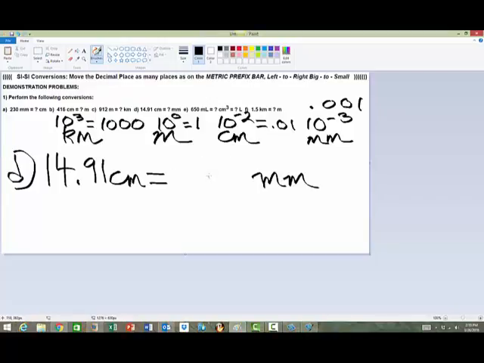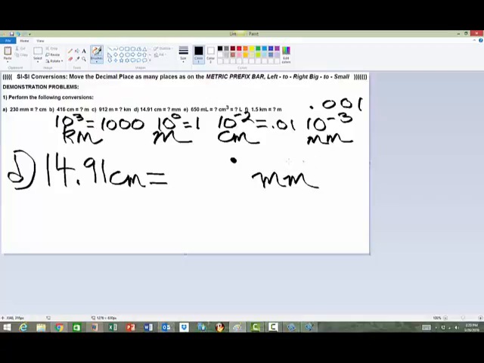And so what we get is 0.912 kilometers. Part D, 14.91 centimeters is how many millimeters? Are we going from left to right, big to small, decimal place goes right, or are we going from right to left, small to big, decimal place goes left? We locate centimeters on the prefix bar, and then we see that millimeters is to the right. So a millimeter is smaller than a centimeter, so the decimal place will go to the right.